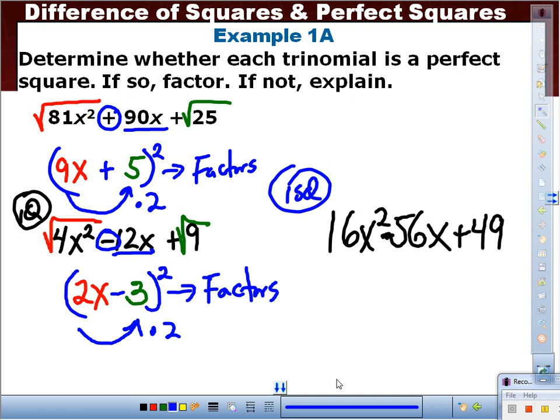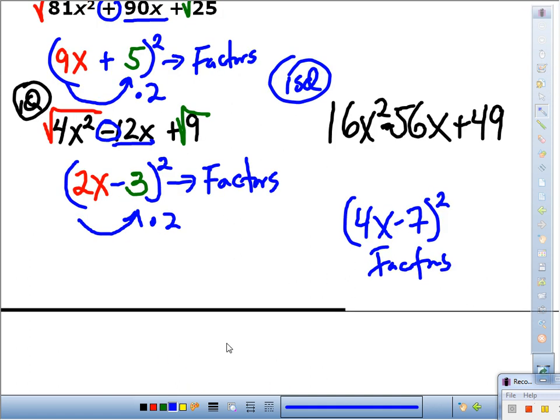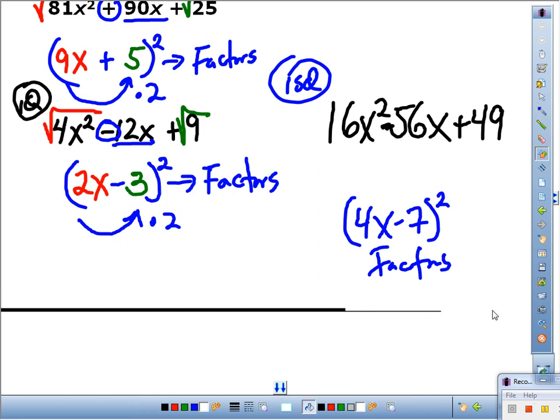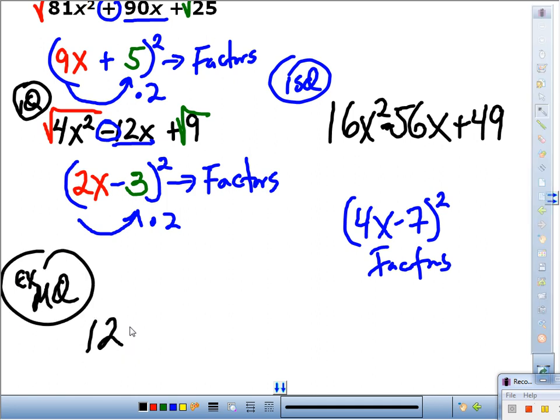Okay, let's see. Danny, what'd you get? Hands, if you got 4x minus 7 squared as our factors? That is correct. Let's do another one. Example, mega Q. Let's do 121x to the second minus 66x plus 9.